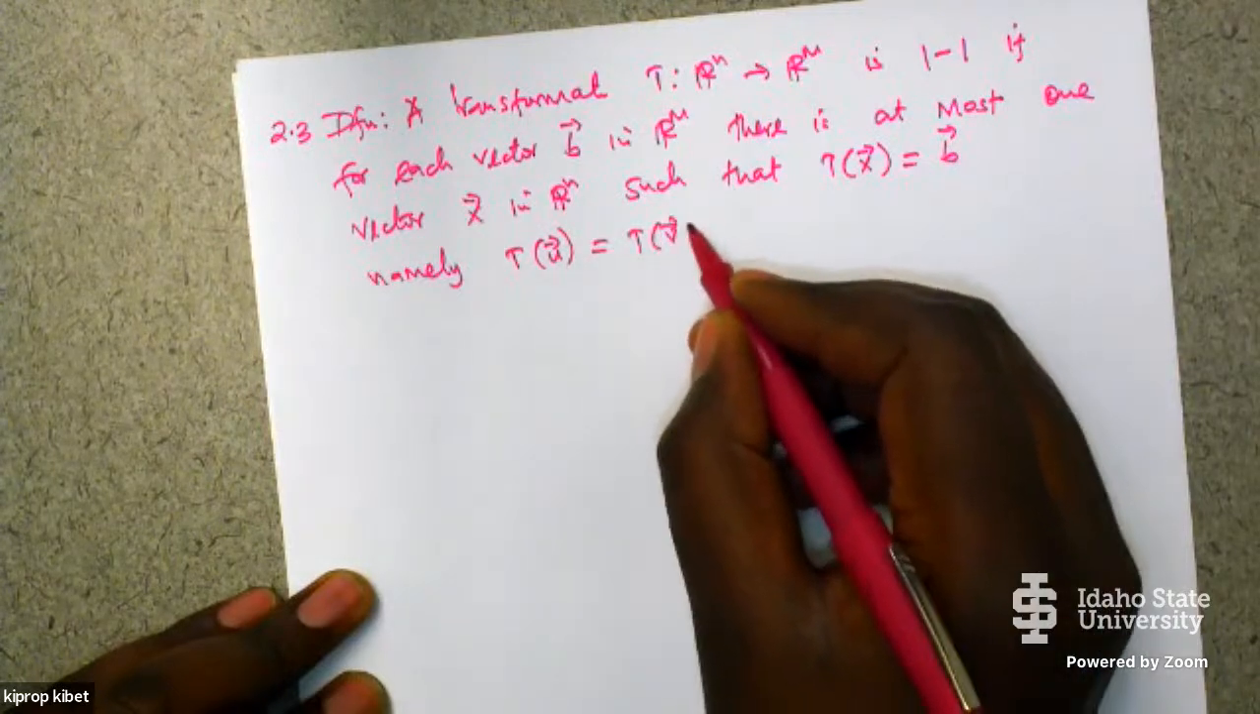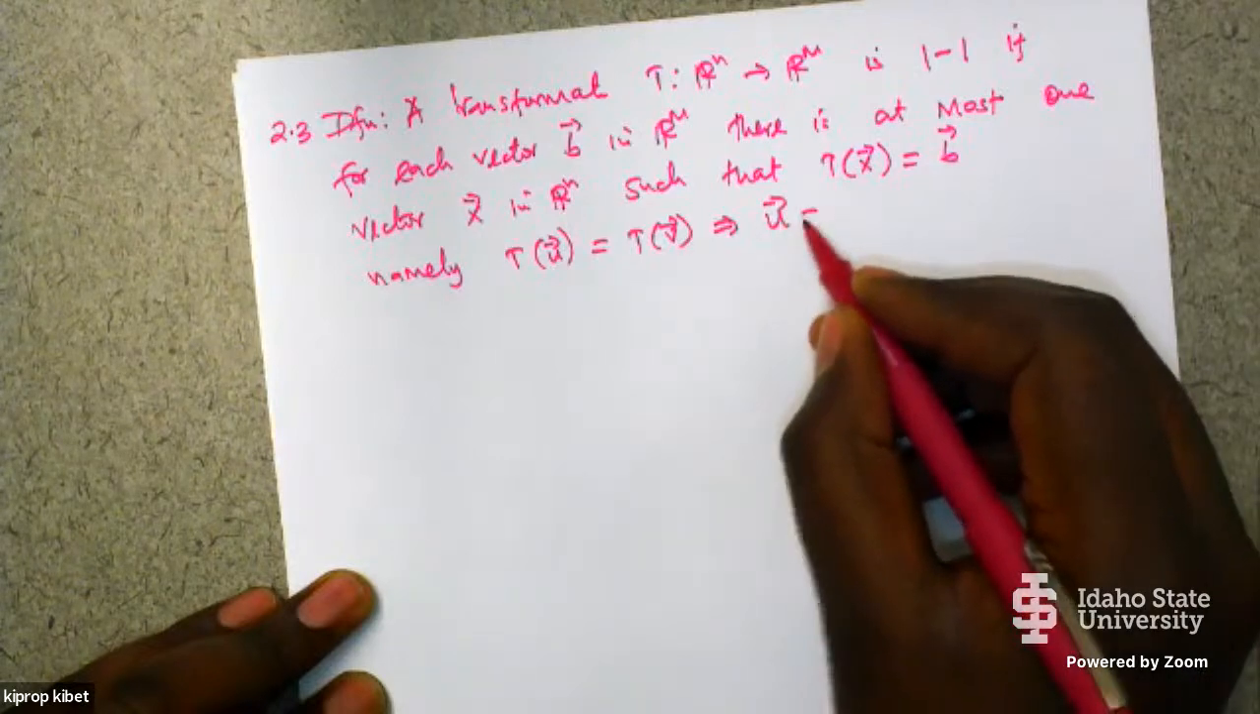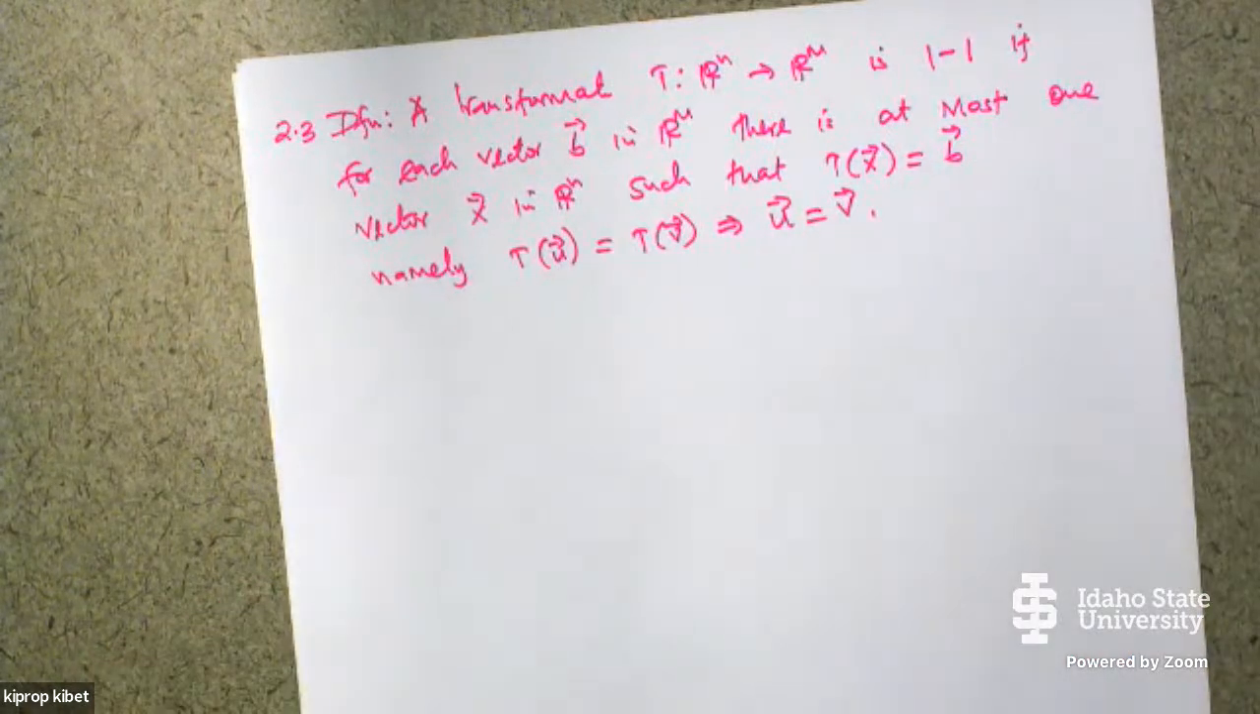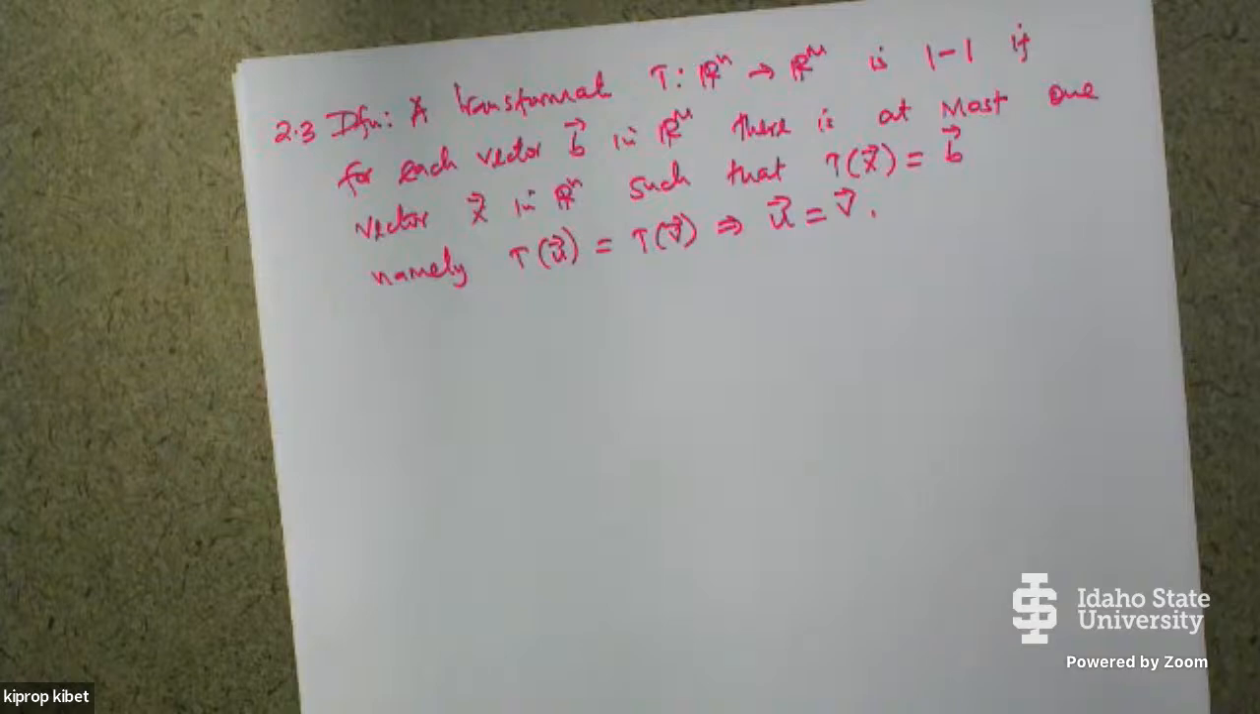So when you say it's onto, we take at least one vector. For 1 to 1, it is at most one vector x such that T of x equals b, where T of u equals b.